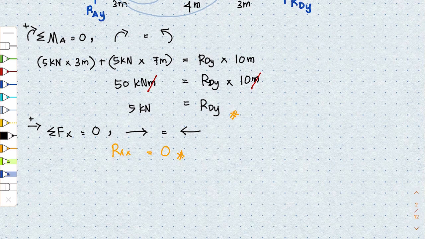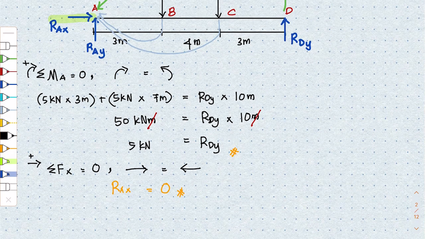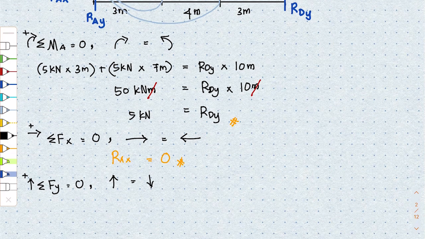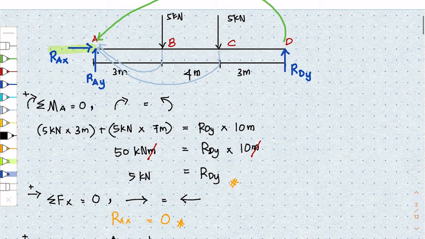Next, kita akan kira for another unknown which is the RAY. We can use the force equation again but arah Y. Force going up equal to force going down. To get this value, kita kena tengoklah our beam here and identify which one is going up. Ini going up, going up. And the one yang going down, we have 5 kilonewton and 5 kilonewton. There's no other forces. Ini ada 4 sahaja.